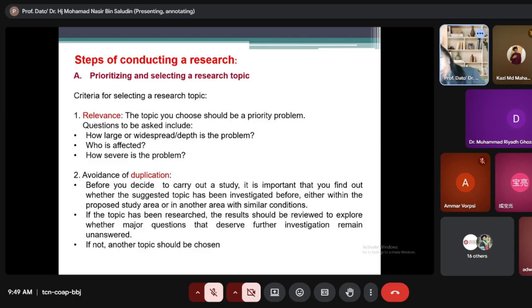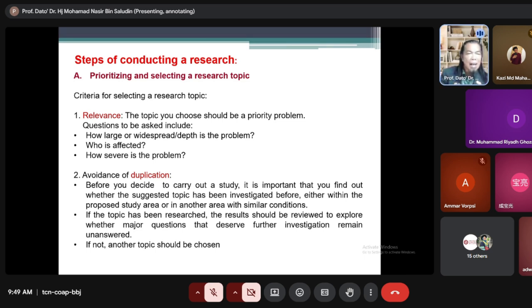Okay, step of conducting research. A, prioritizing and selecting research topic. Criteria for selecting research topic. Number 1, relevant. The topic you choose should be a priority problem. Why? You don't choose an outdated topic that so many people have done already.